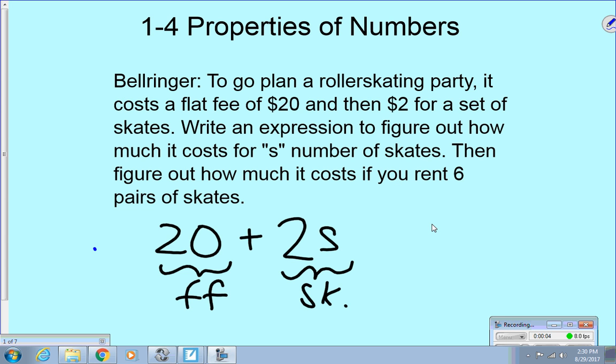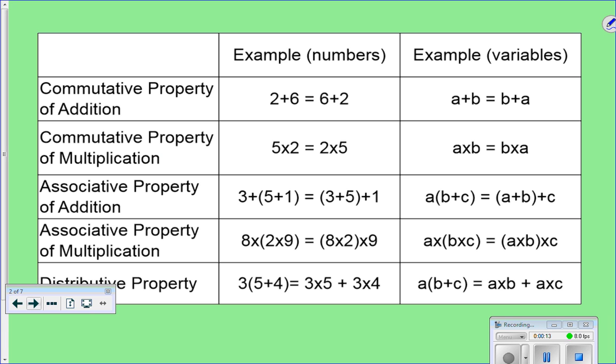All right, 1-4, properties of numbers. We did this last year. This is not new to you. You'll see what I'm talking about in a second. Remember this? Okay, so let me talk about this before you start to write.